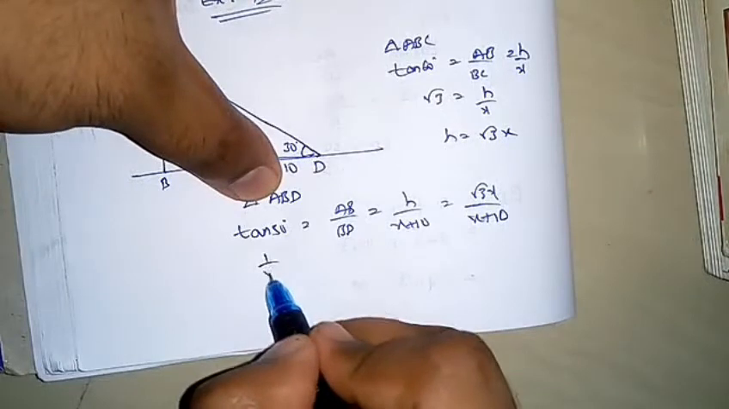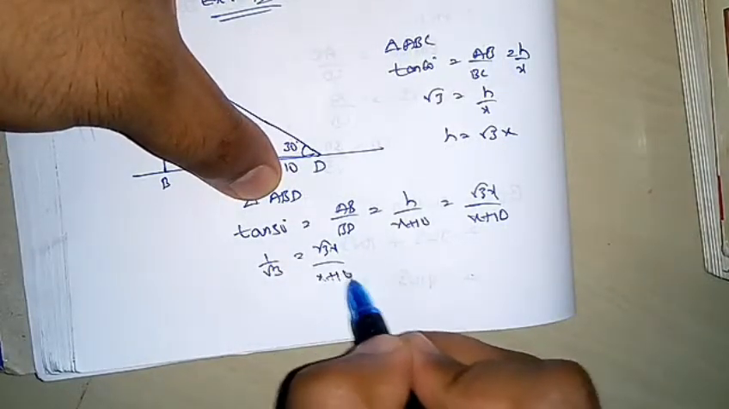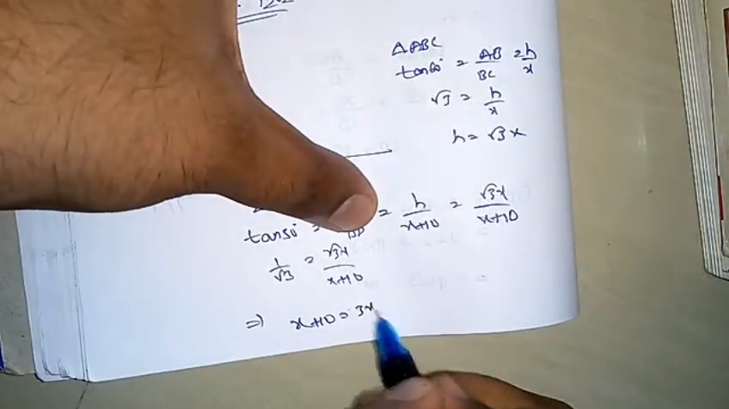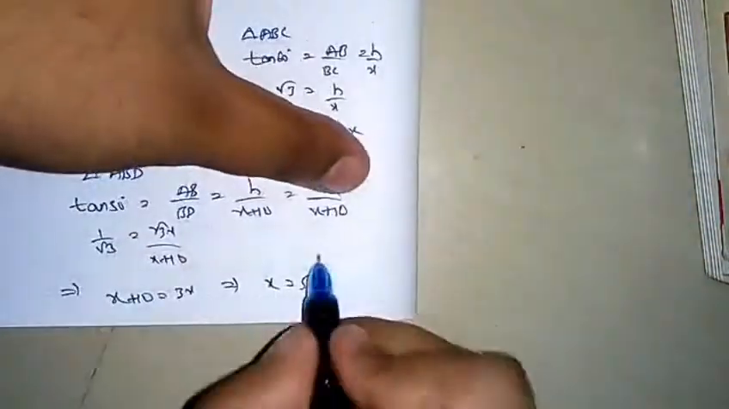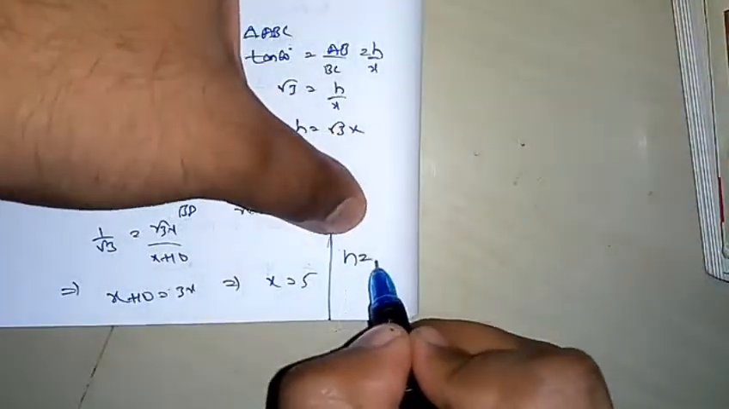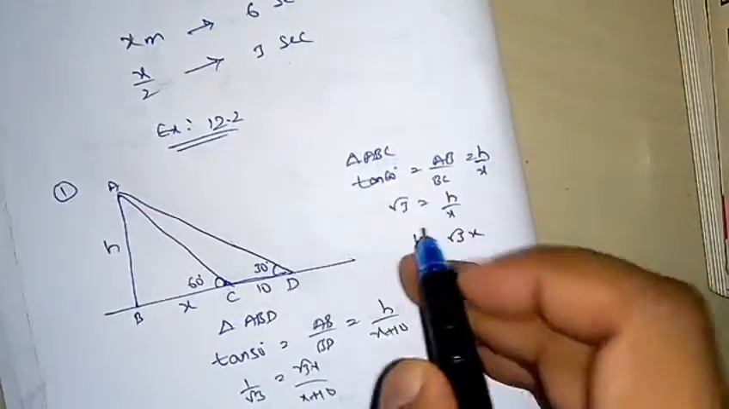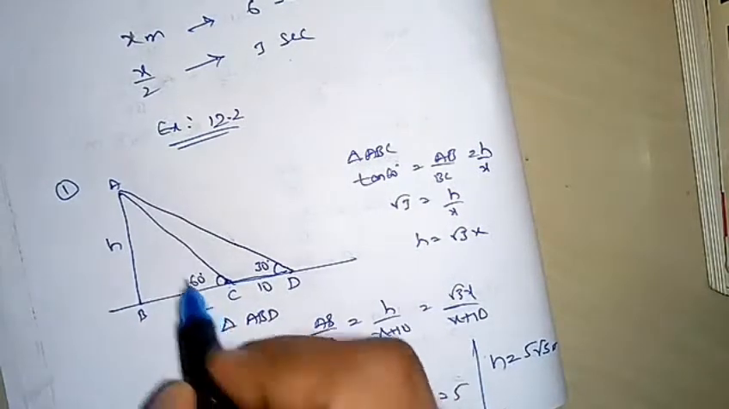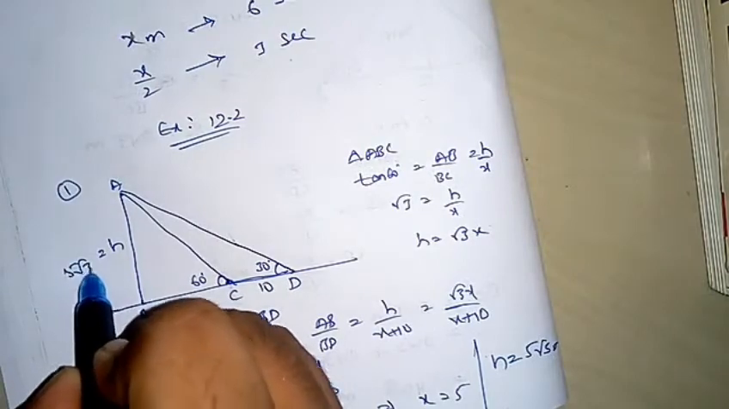Tan 30 is 1 by root 3, which is equal to root 3x by x plus 10, implies x plus 10 is equal to 3x, implies x is equal to 5. We got x equal to 5, implies h is equal to 5 root 3 meters. So here the width of the road is x equal to 5 meters and the height of the tower is 5 root 3.